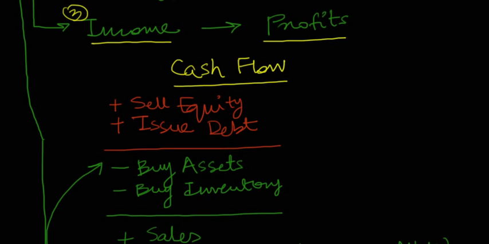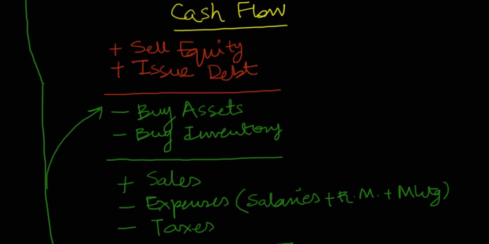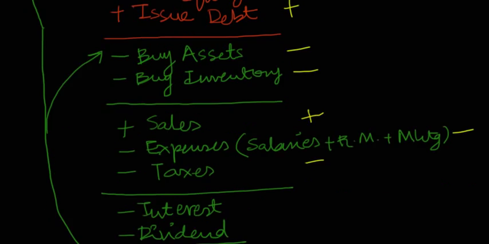Now when we look at the cash flow statement, we've talked about the balance sheet and the P&L. We see an inflow of cash when we sell equity or when we issue debt. So there's an inflow of cash. Using that capital that we've raised, we buy assets, so there's an outflow of cash. We also buy inventory, raw materials, which is an outflow of cash. Using those assets, we make sales, so this is an inflow of cash. But we have to pay expenses, which means there's an outflow of cash. We also need to pay taxes, which means there's an outflow of cash.